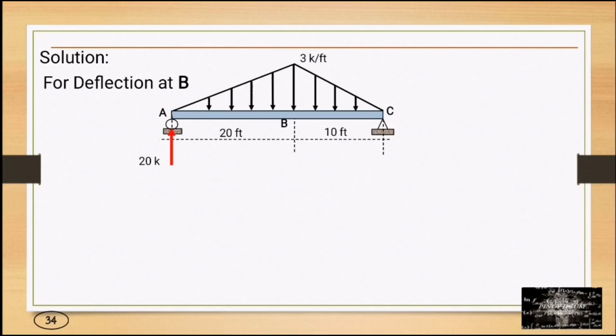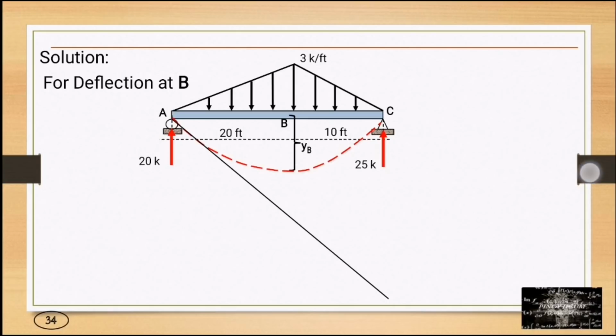Reaction at A is 20 kips and reaction at C is equal to 25 kips. We have an elastic curve, then the deflection at point B, or YB. Then we have the tangent line and the deviation of point C from the tangent drawn at point A, or TCA. And we have also the deviation of point B from the tangent drawn at point A. And we have angle theta, or slope at point A.